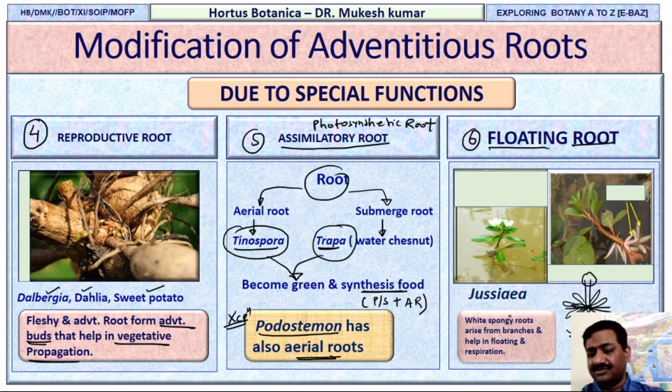And balancing root is also found in Jussiaea. So this is a white spongy root. See how it is, this spongy root. These help in the floating. So these are the floating roots. These are arising from the branches and help in the floating as well as respiration, because these also have pore structure.